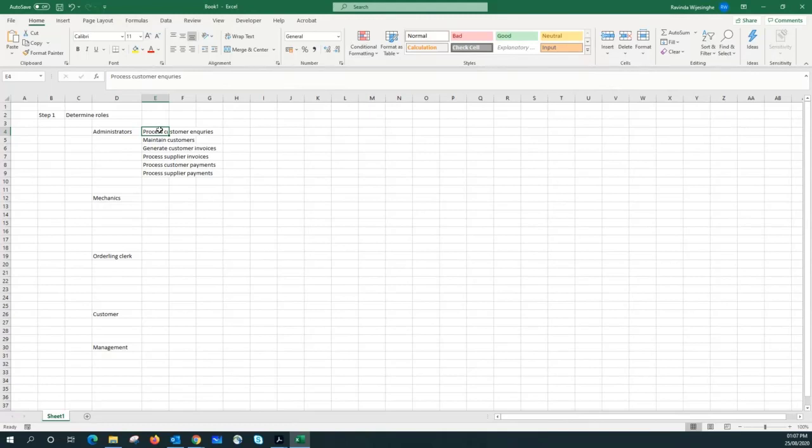So it looks like process customer inquiries can be invoked by these two actors, right? These two actors. So what I will do is, when I'm reading this, I'll put the second actor name here so I know exactly this use case is invoked by administrator plus the customer.